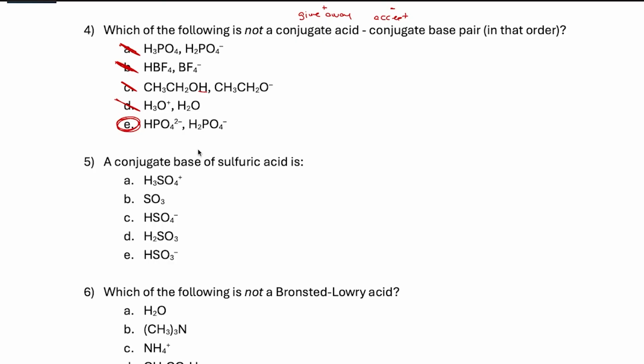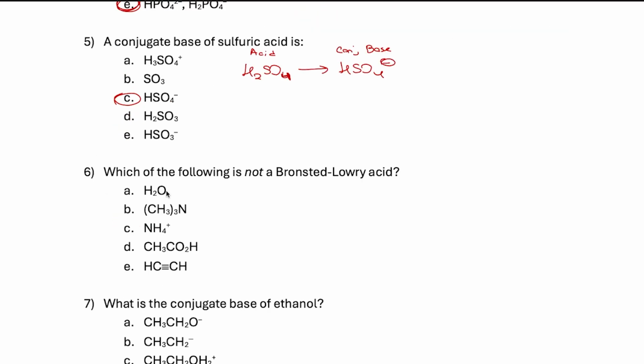Now, the next problem is asking a conjugate base of sulfuric acid is, well, the first job is, what is sulfuric acid? Sulfuric acid is a strong acid, H2SO4. And the conjugate base is when H2SO4 acts as an acid, it will lose one of the protons, becoming HSO4 negatively charged. And so when this is the acid, this is the conjugate base, meaning that the correct answer is C.